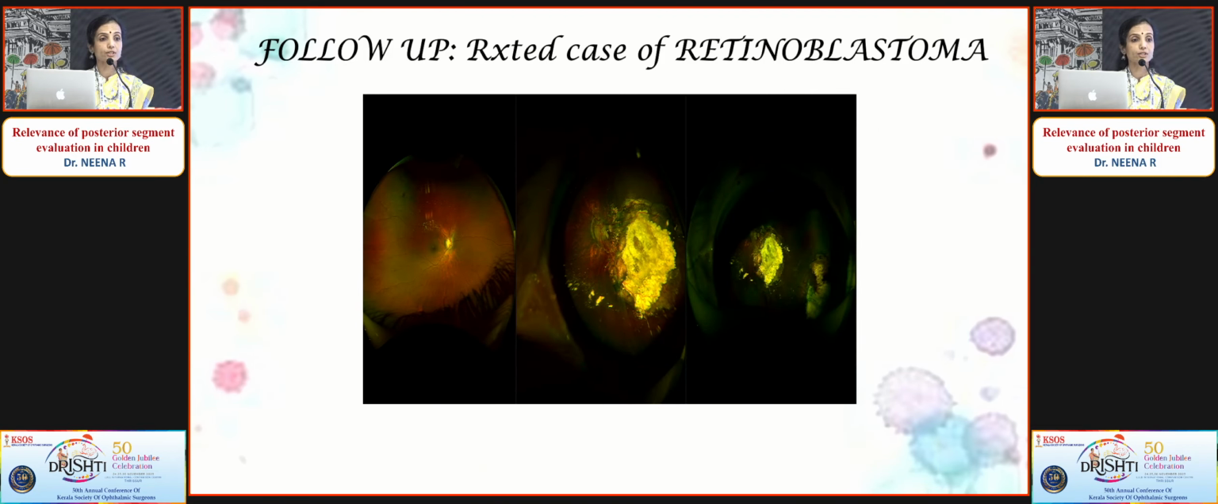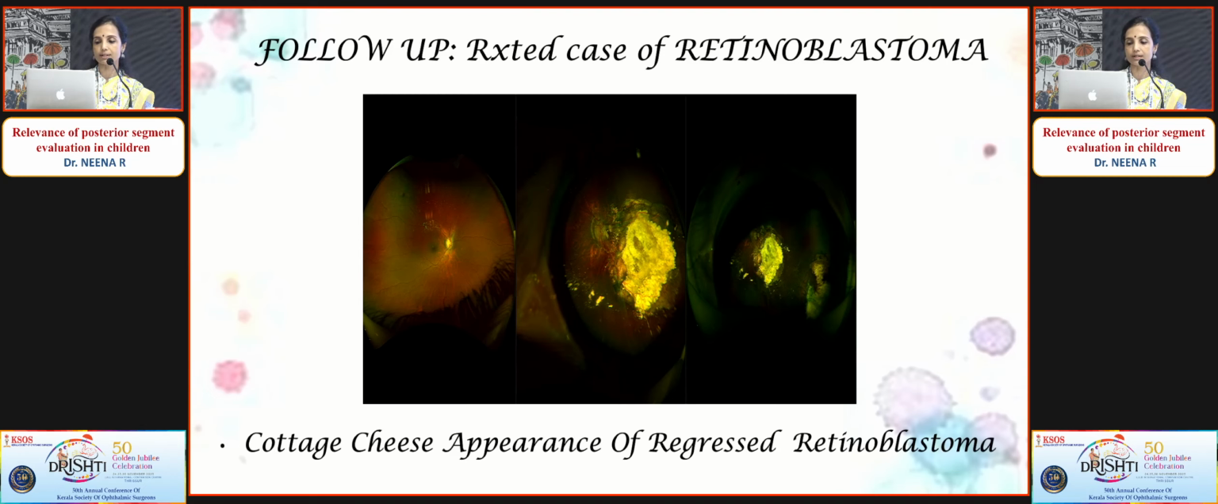So again, post-retinoblastoma treatment, you may be asked to follow up. Again, you have to do a detailed fundus examination, dilated. Sometimes you have to do an EUA because you shouldn't want to miss any new lesions. You can see the regressed retinoblastoma, cottage cheese appearance here.